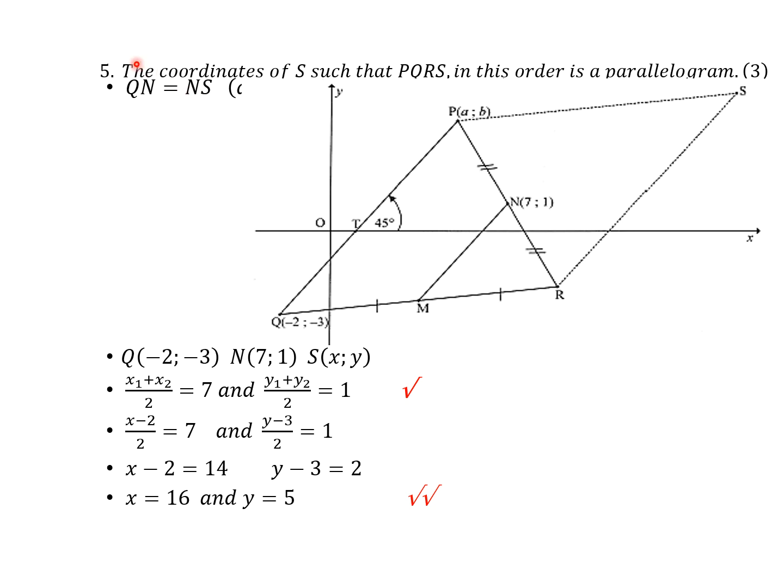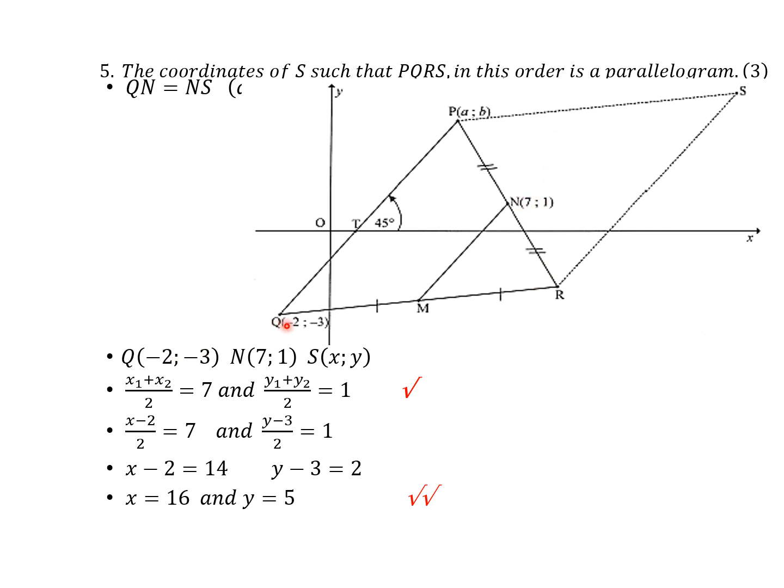Alright, number 5, the coordinates of S such that PQRS in that order is a parallelogram. So PQRS is a parallelogram. So QN equals NS, same as PN equals NR. Right, so N is the midpoint.